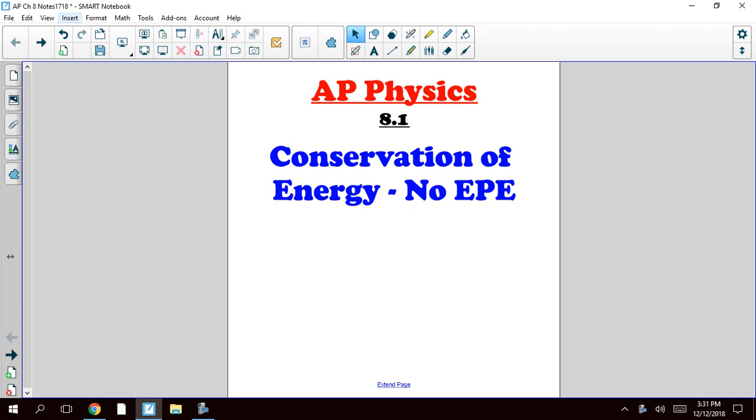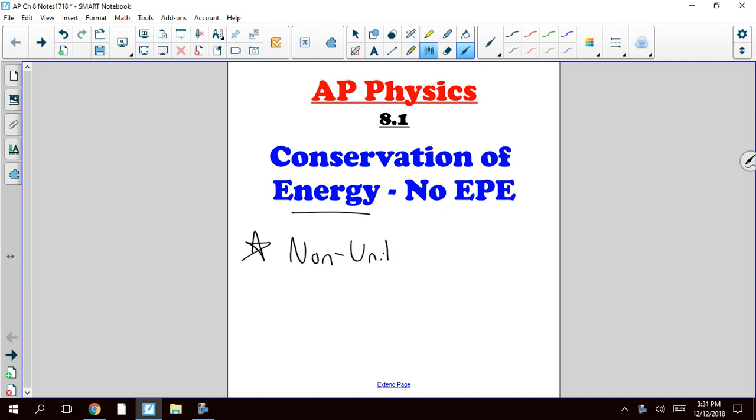Okay. So today we're going to focus on conservation of energy. We're specifically going to deal with problems that have no elastic potential energy. There's a really big new thing in this. The big thing that you're going to get that's new this year is a lot of these conservation of energy problems deal with non-uniform circular motion.